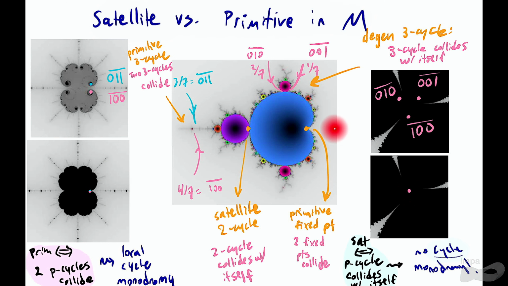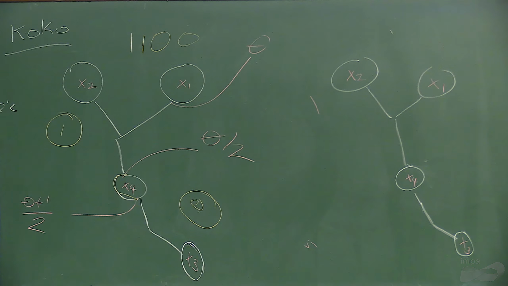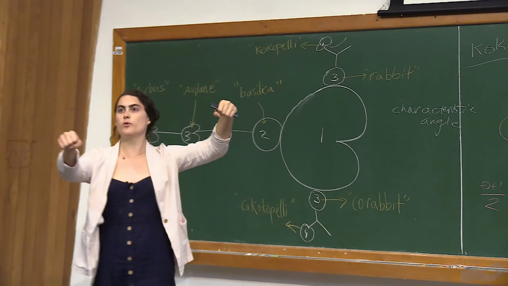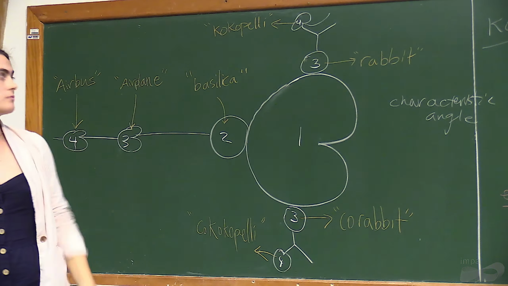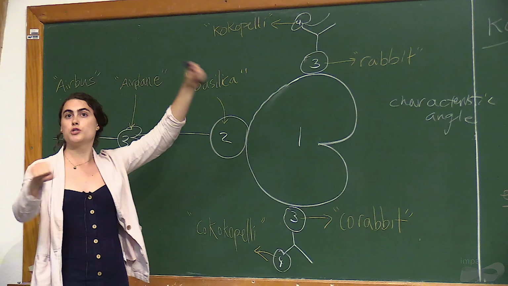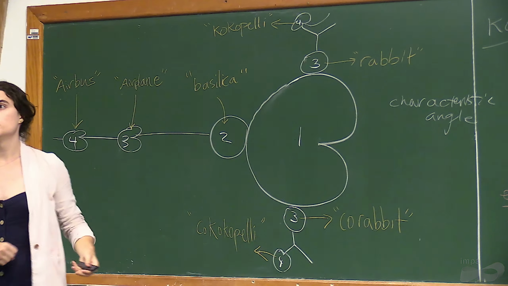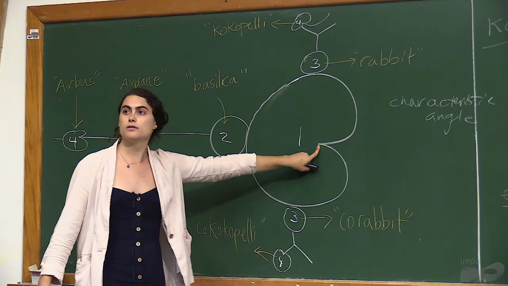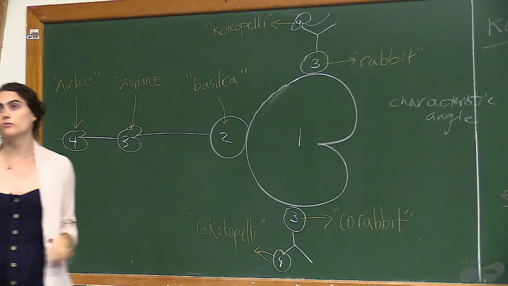We see this as well when we look near this big cusp of the Mandelbrot set: what's happening here is that we have 2 fixed points that are colliding together. And again, near the root of the basilica, we're going to have a 2 cycle that collides with itself. So this, again, would be an example of a primitive, and this one right here would be something that would be satellite.